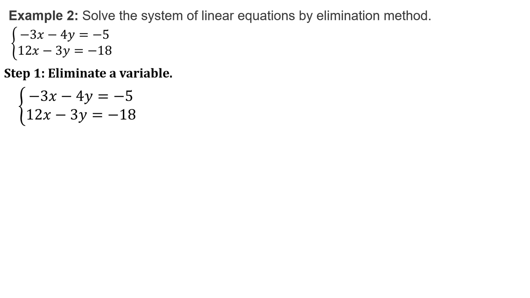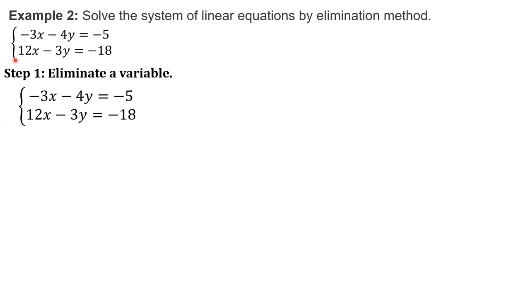Another example, we have negative 3x minus 4y equals negative 5, and 12x minus 3y equals negative 18. Let us proceed in eliminating a variable. But before we can eliminate, let us observe their coefficient. For variable x, we have negative 3 and 12. And for variable y, we have negative 4 and negative 3.